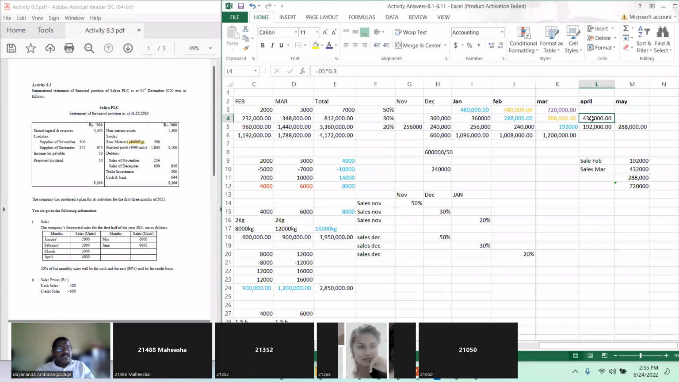But we have done the March sales. So under the accrual concept we have to get both correct. Yes, that is under the accrual concept.